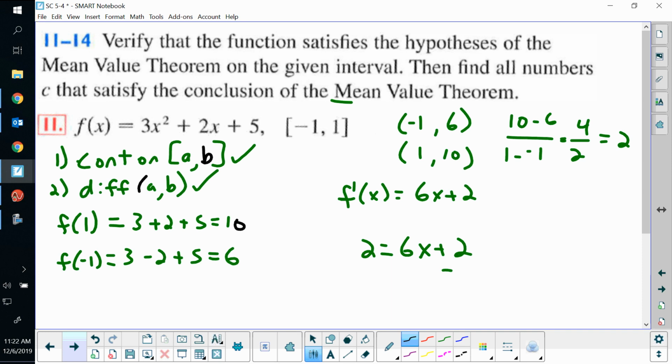So back to this problem, if we solve for x now, divide by 6, and we get x equals 0. Remember, always check and make sure it's in the interval. 0 is in the interval, so therefore that is our value of c. C is an x value that satisfies the mean value theorem. So that x equals 0, the tangent line will be parallel essentially to the line connecting the two endpoints.